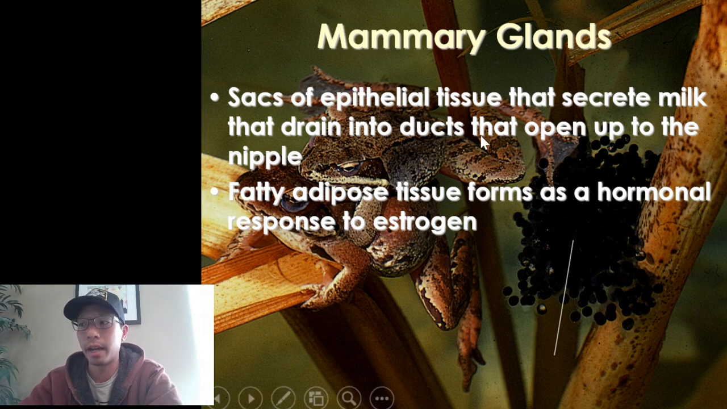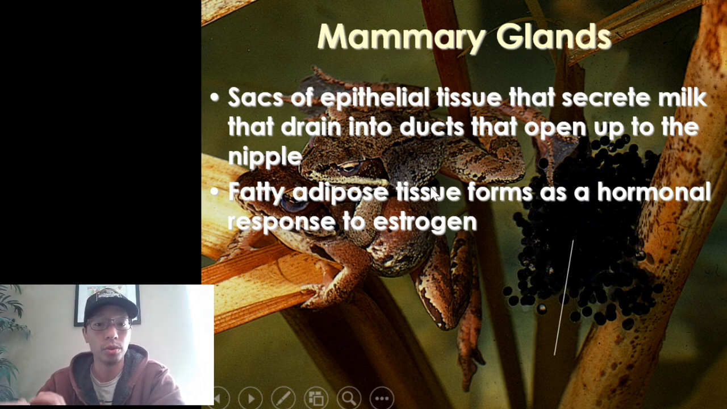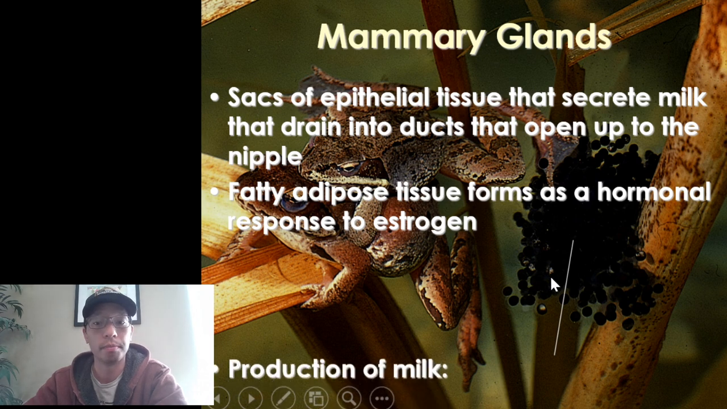And around that is going to be fatty adipose tissue that forms as a hormonal response to estrogen. This is the reason why when girls go through puberty, one of the early signs is that the breast tissue increases in size, because as estrogen levels increase in the body, the fat cells, the adipose cells here, are going to grow and start to store up fats. The purpose of that is to store nutrients so that breast milk can be produced.